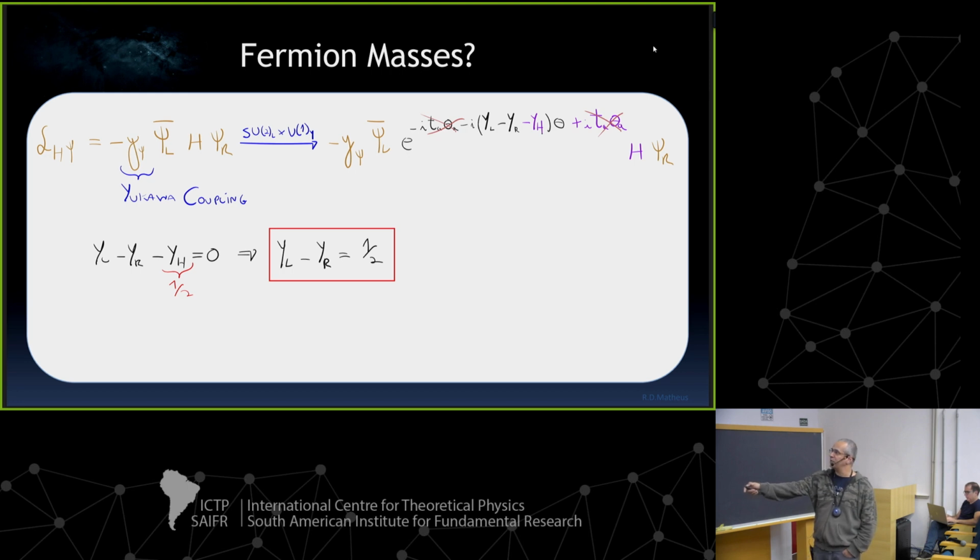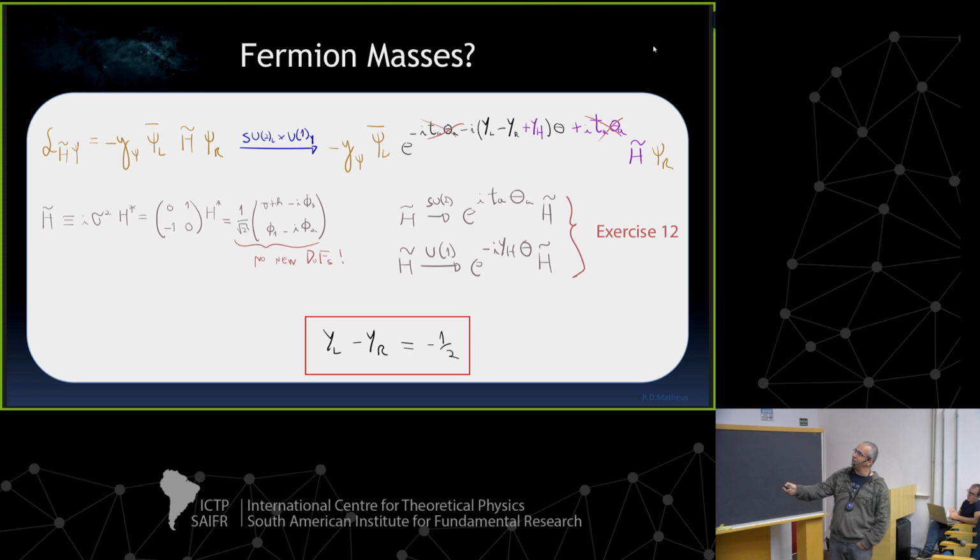And since the hypercharge of the Higgs was chosen to be 1/2 to satisfy this, this is the condition between these two guys. But that's not the only way you can do this. There's one more way, which is this one. You can also define this H tilde there, which is nothing but this.